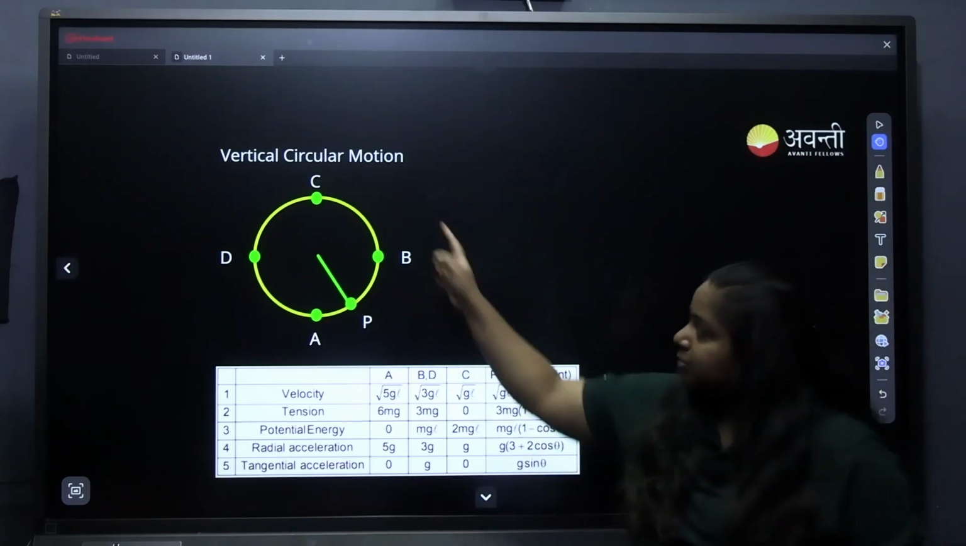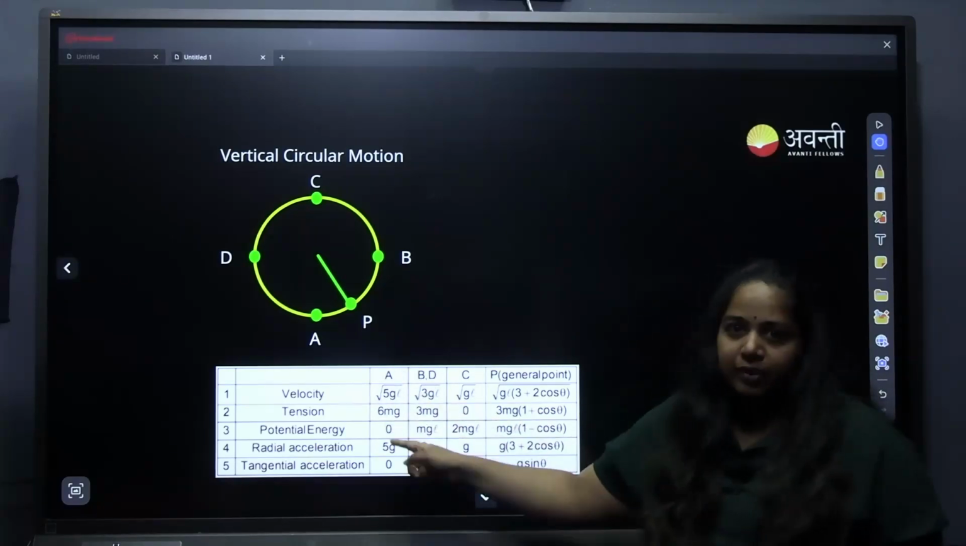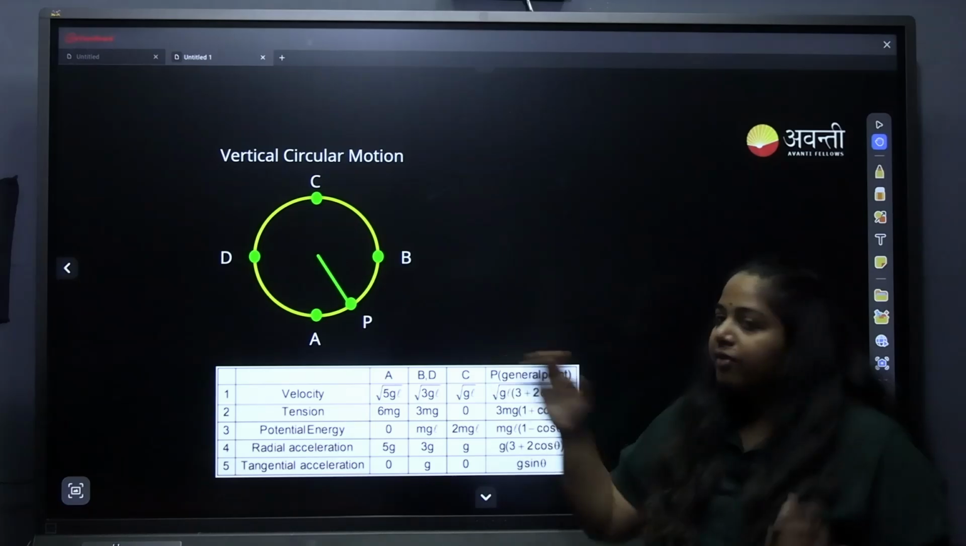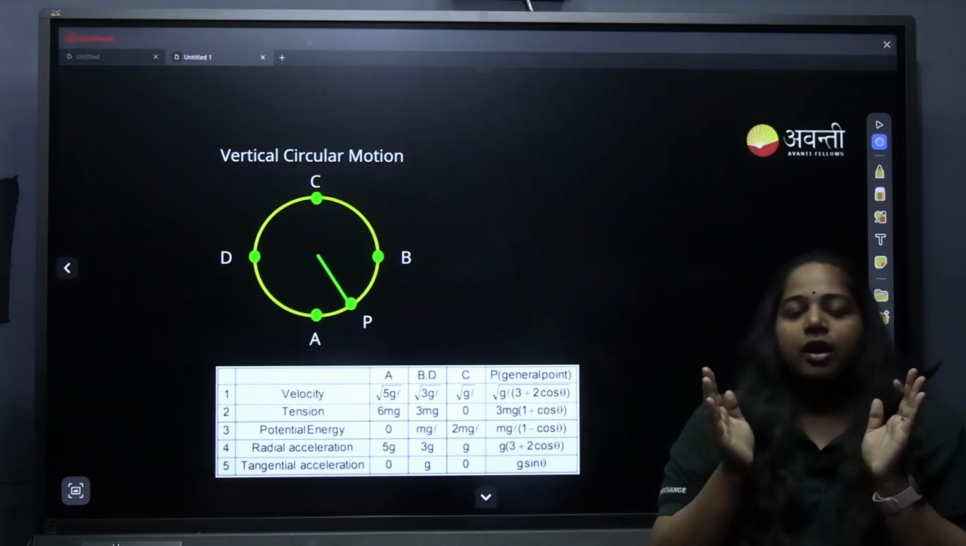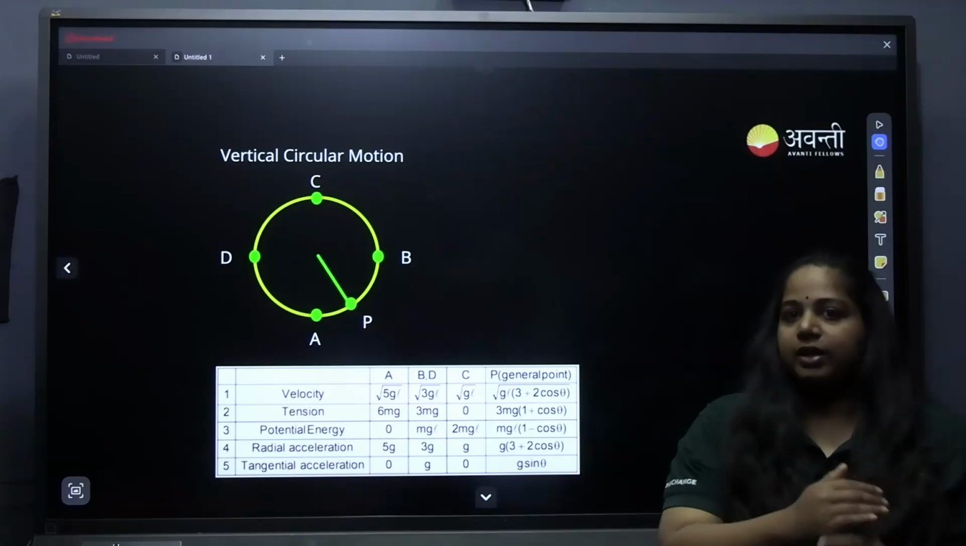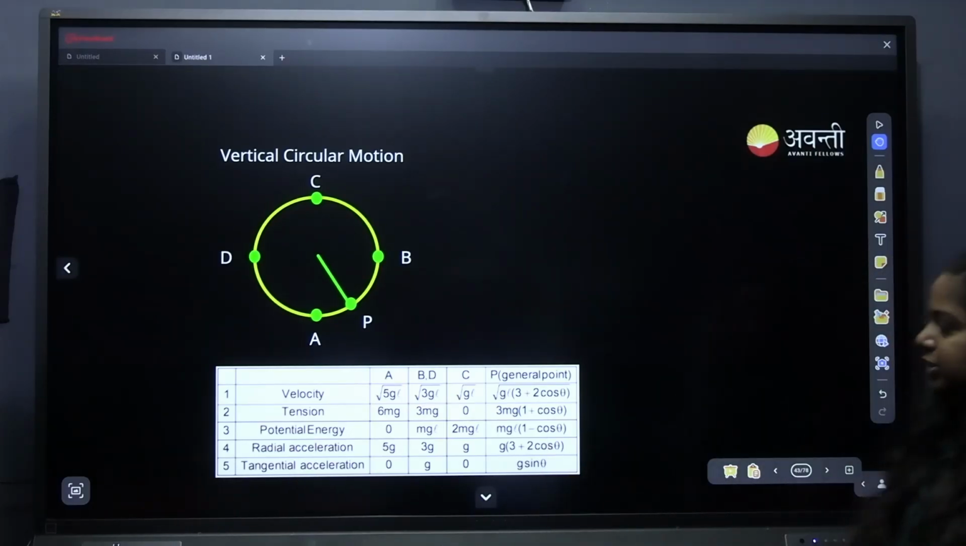Okay, so at each point you have to know what the minimum velocity should be so that it will complete one rotation. And for everything else we are using that potential energy plus kinetic energy is the same at every point. Only that equation we are using to find velocity at each point.